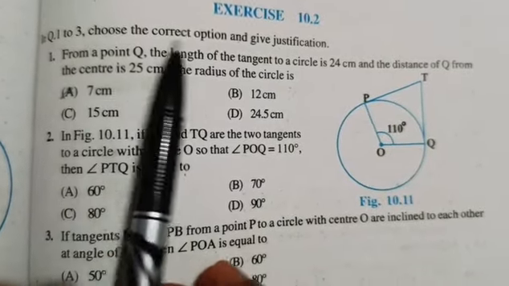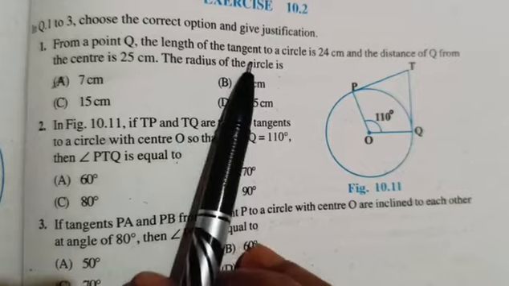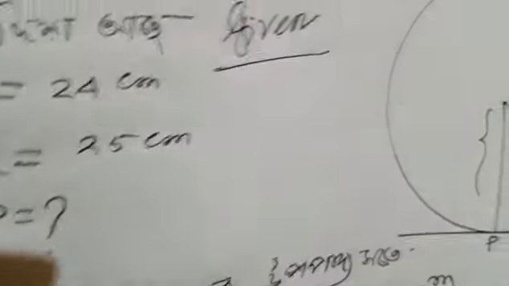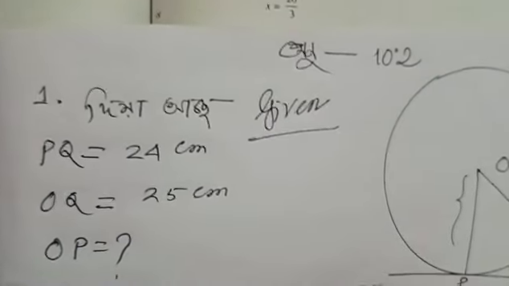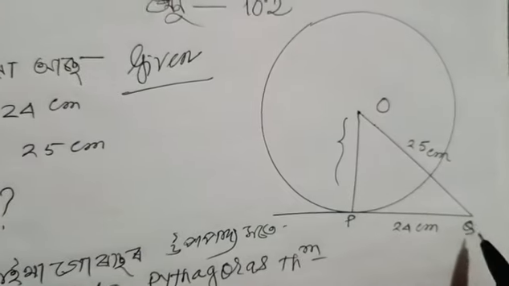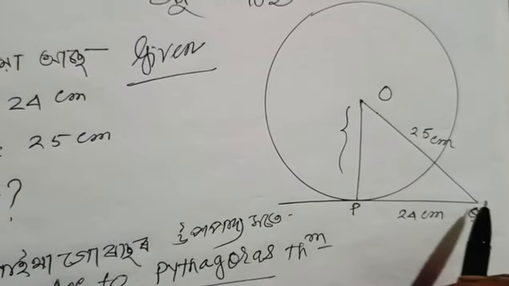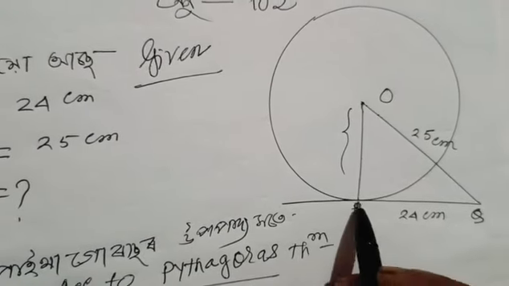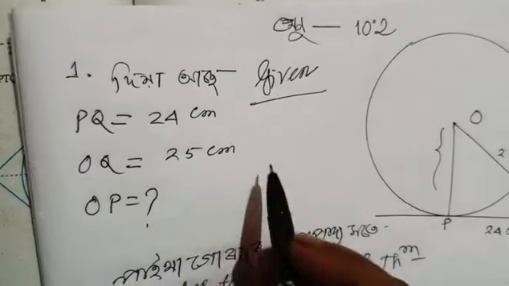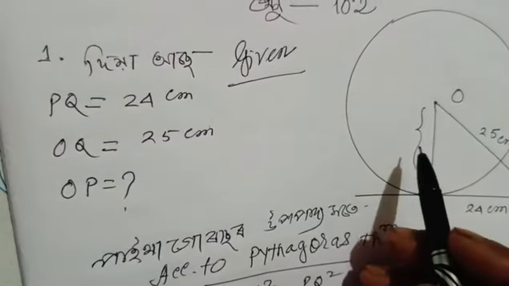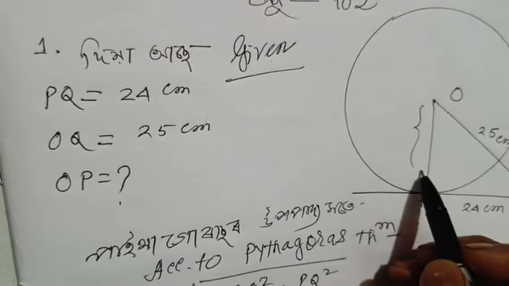See questions from 1 to 3. Select the correct option. What is given here? Given a point Q outside the circle, the distance OQ is given, and the distance PQ is also given. Here we write given. And the question asks you to find the radius of the circle.